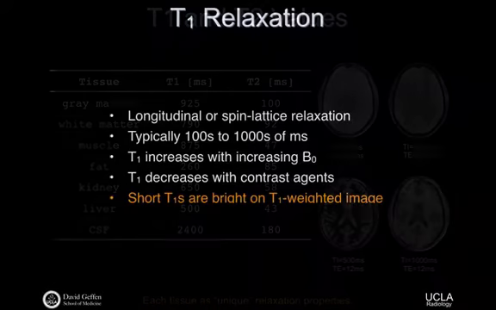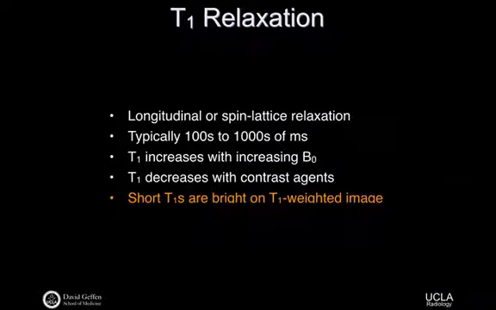So what is T1 relaxation anyway? It's usually referred to as longitudinal or spin-lattice relaxation, this idea that the spins themselves are interacting with the lattice of their environment. That gives rise to so-called T1 relaxation. We said already that it's kind of hundreds to thousands of milliseconds. Interestingly, it does change a little bit with B0.